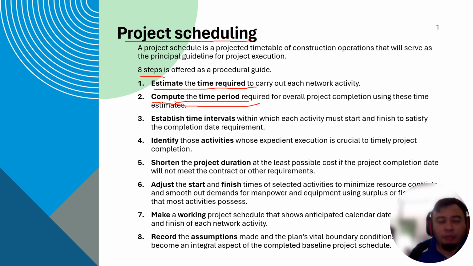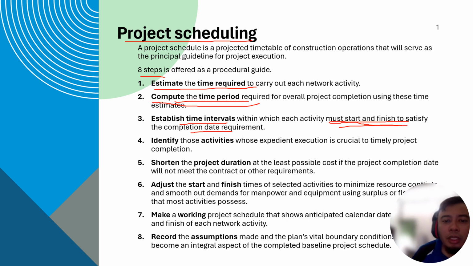And then the third one is to establish time intervals. The time intervals within which each activity must start and finish to satisfy the completion date requirement. So you must set them based on the duration, and then based on the contract award date, so you can come up with your start and finish date for each activity.